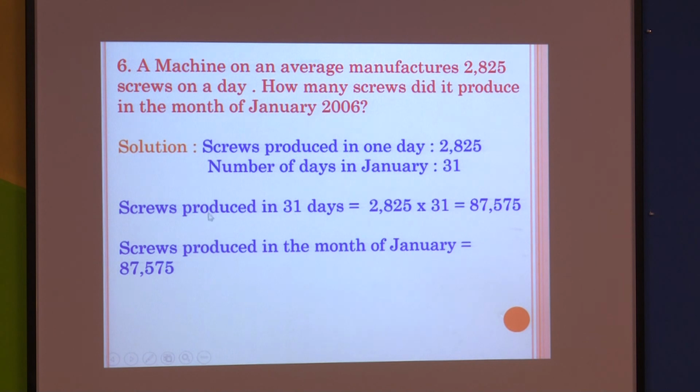So, for screws produced in 31 days, we have to multiply 2,825 multiplied by 31. So, the answer is 87,575. Screws produced in the month of January are 87,575.